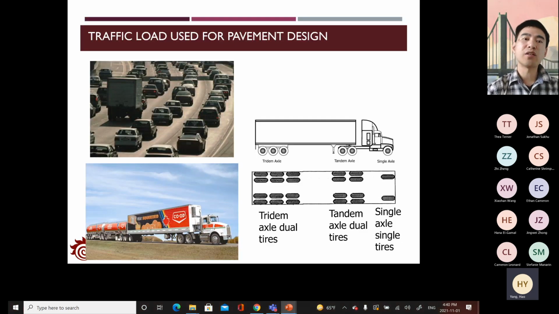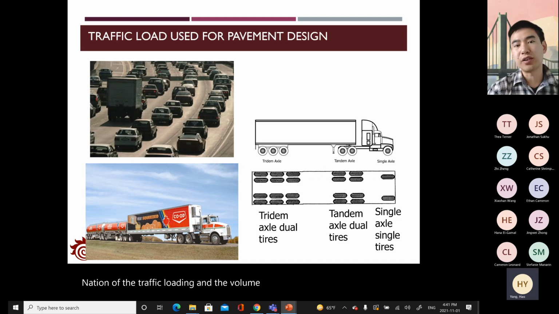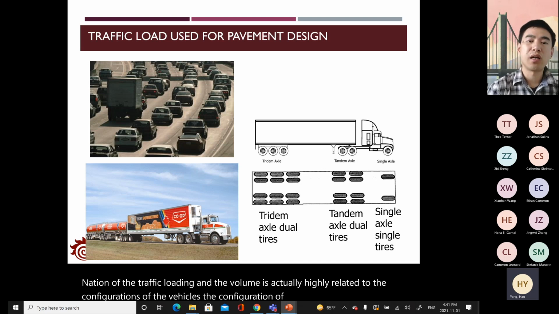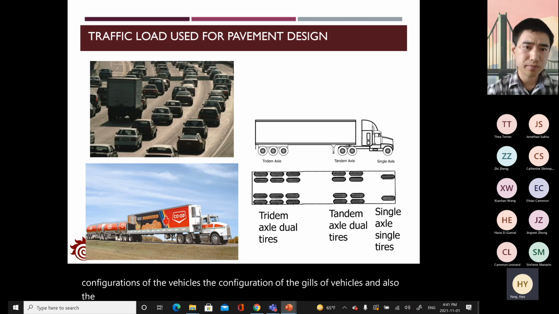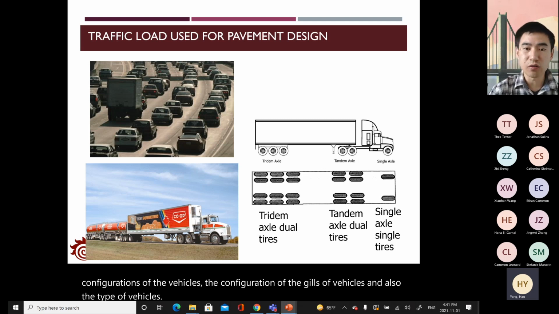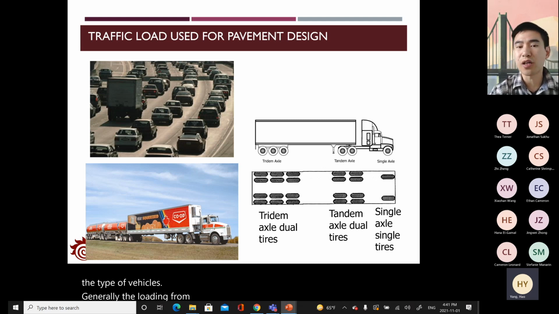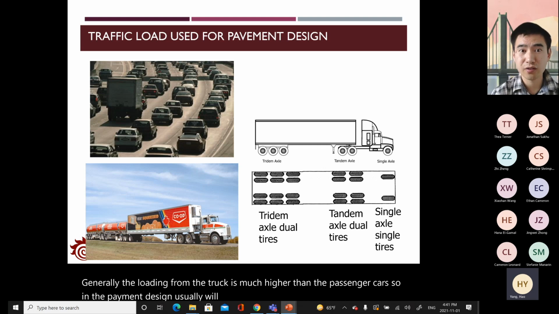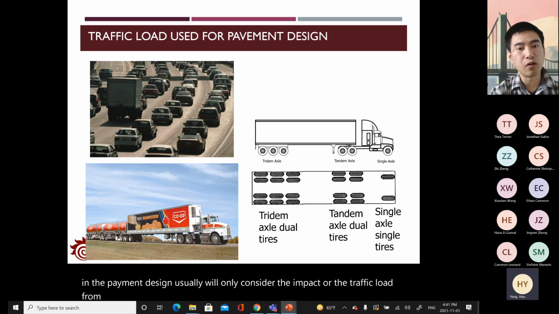The estimation of the traffic loading and the volume is highly related to the configurations of the vehicles, the configuration of the gears of the vehicles, and also the type of the vehicles. Generally, the loading from the truck is much higher than the passenger cars. So in the pavement design, usually we will only consider the impact or the traffic load from the trucks or some large vehicles on the roads.